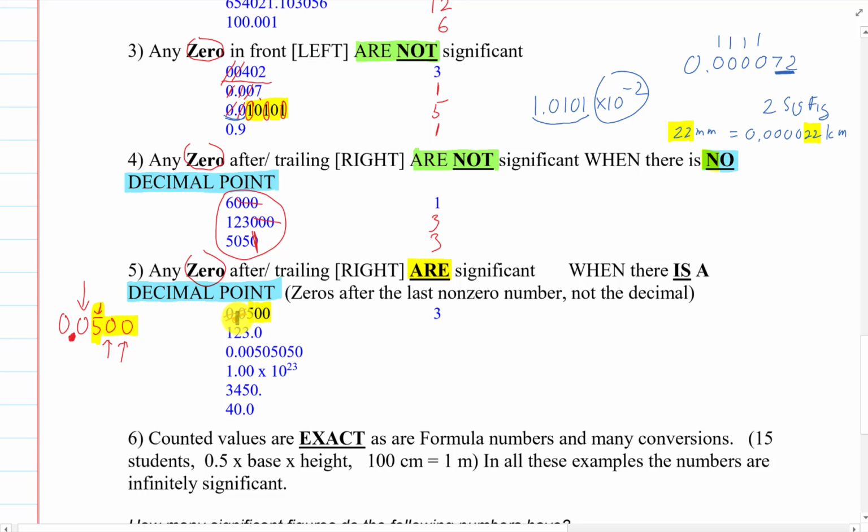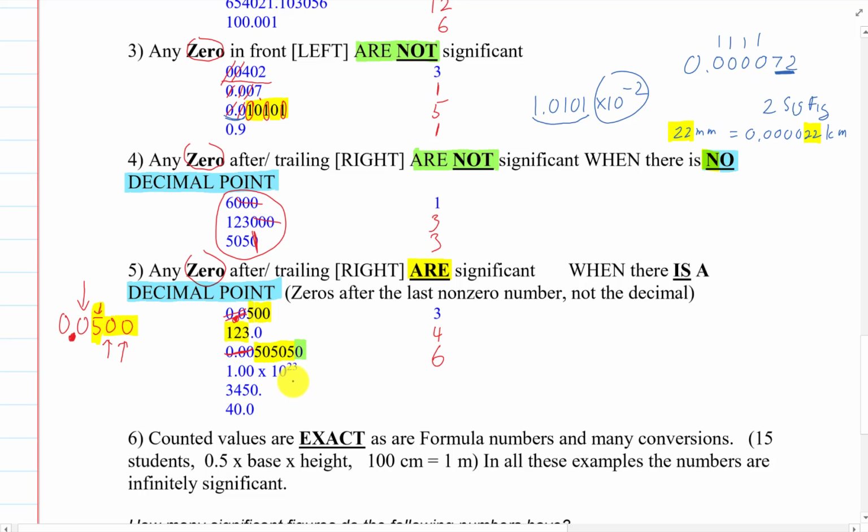Now, the 1, 2, 3 is significant. There's a decimal. Anything to the right is significant. So that's 4 sig figs. Okay? This one is beautiful. All those are significant. And this rule is saying that this one is also significant, that green one. The numbers in front, rule number 3 says those are not significant. So this is 6 sig figs.